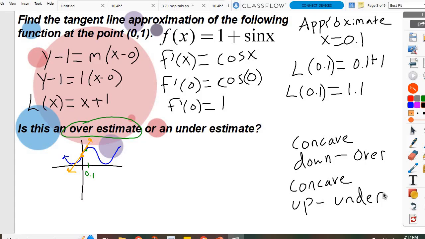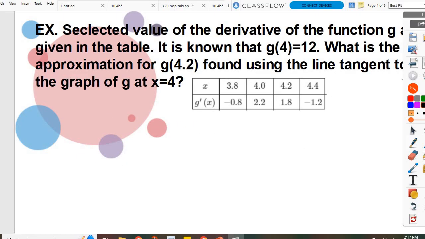Okay, let's look at one more. So it says selected values of the derivative of the function g are given in the table. It is known that g of 4 is 12. What is the approximation for g of 4.2 found using the line tangent to the graph of g at x equals 4? That's a lot of words.